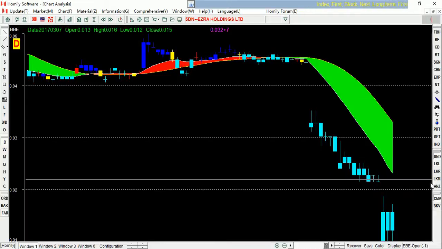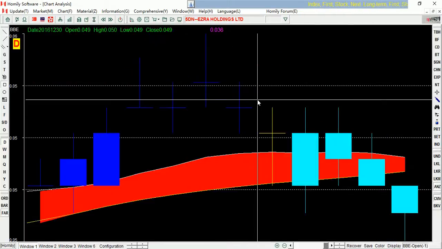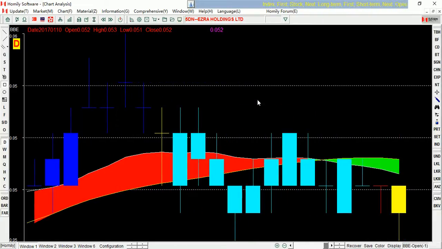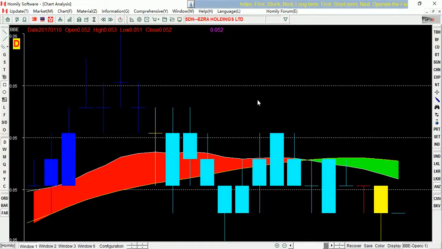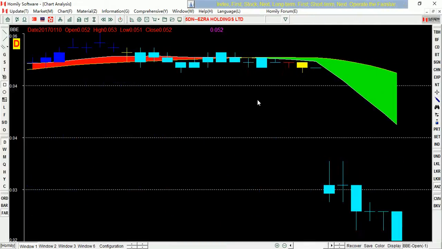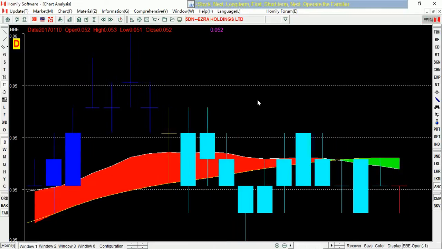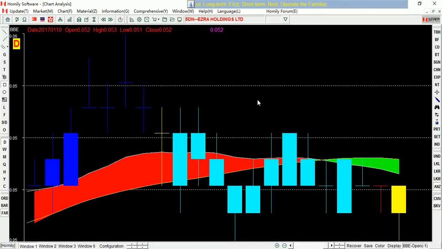Green band, we see here. Green band and the yellow candle, sell or not? Sell here, then big drop. So here buy or not? Green band and the red candlestick, cannot buy.